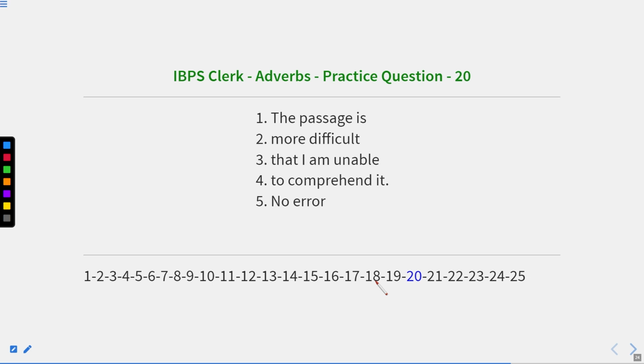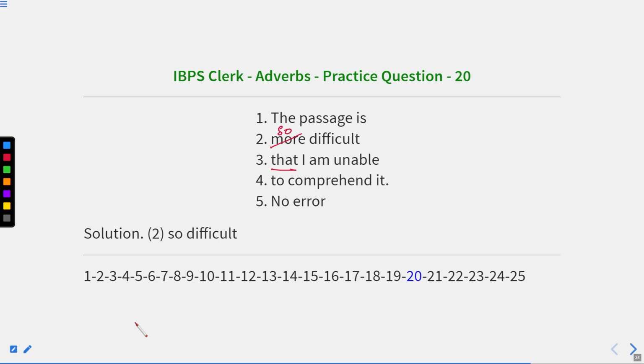The passage is more difficult that I am unable to comprehend it. Now here it is written the passage is more difficult that I am unable to comprehend it. Now more difficult, more is used when we compare two things together, but here we are not comparing it with anything. In fact, we are saying that it is a lot extent of difficulty. Therefore this more should be replaced with the word very. So the correct answer is the passage is so difficult. Okay, here that is written, so we can write so difficult. So difficult that I'm unable to comprehend it.